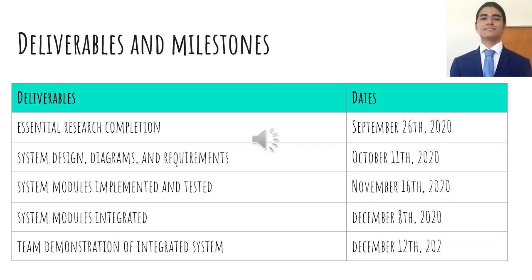Now for the deliverables and milestones, all of which were passed: the first being essential research completion by September 26th, the system design, diagrams, and requirements delivered on October 11th, the system modules implemented and tested by November 16th, these modules integrated by December 8th, and these modules being demonstrated on the 12th of December.